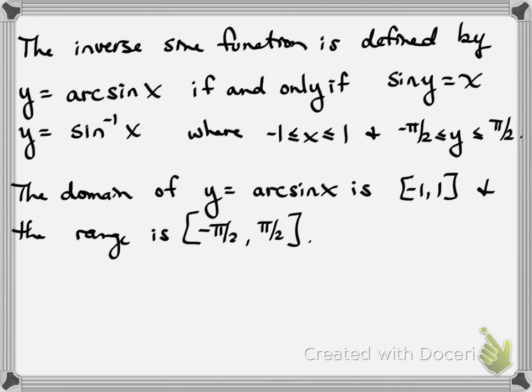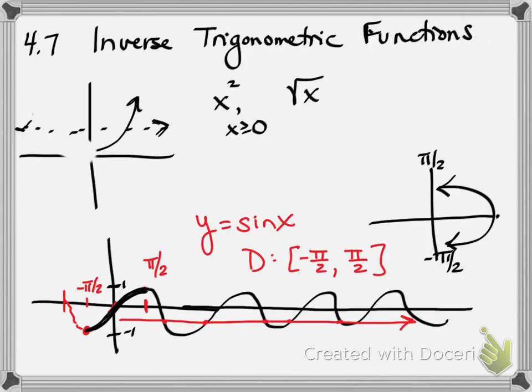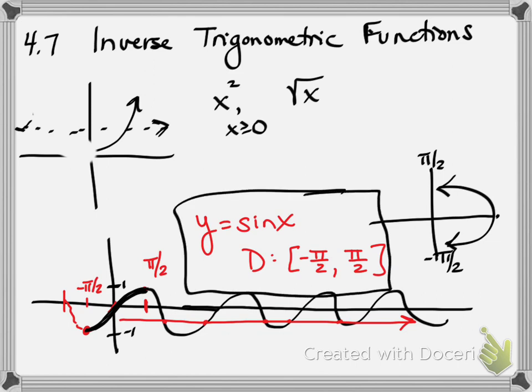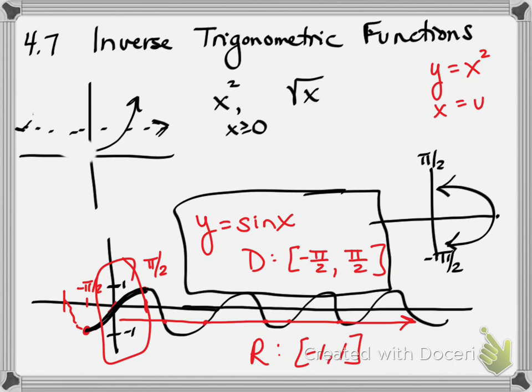Well, Miss Stewart, on this other page, you said the domain was negative pi over 2 to pi over 2. And you pointed out right here, the range was between negative 1 and 1. That's right, I did. And you need to remember that the domain of the function is equal to the range of its inverse, and the range of the function is equal to the domain of the inverse. That's why if we want to find the inverse of this function, the very first thing we do is we switch the x and the y, the domain and the range.